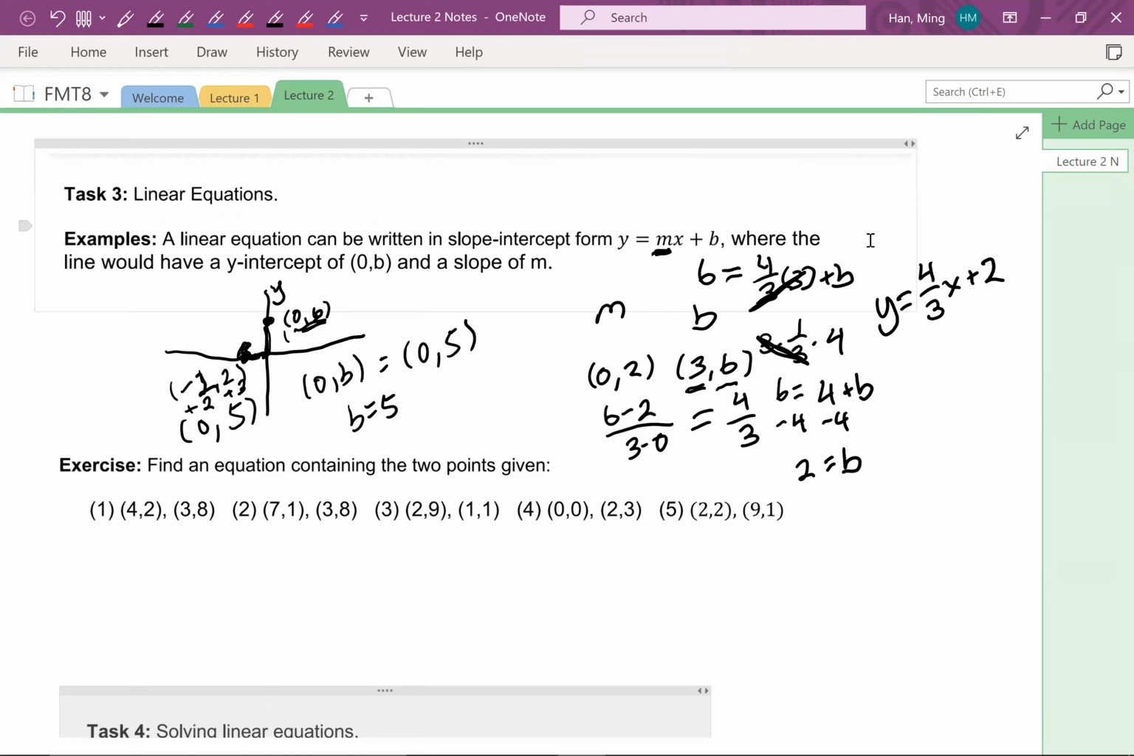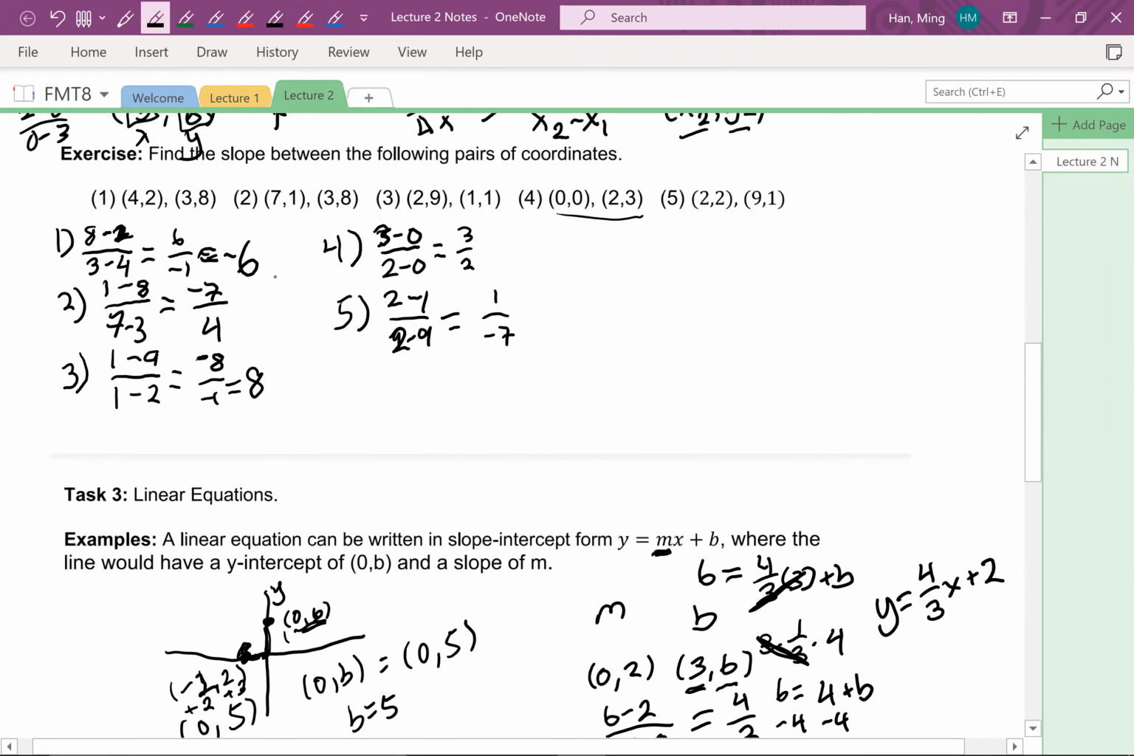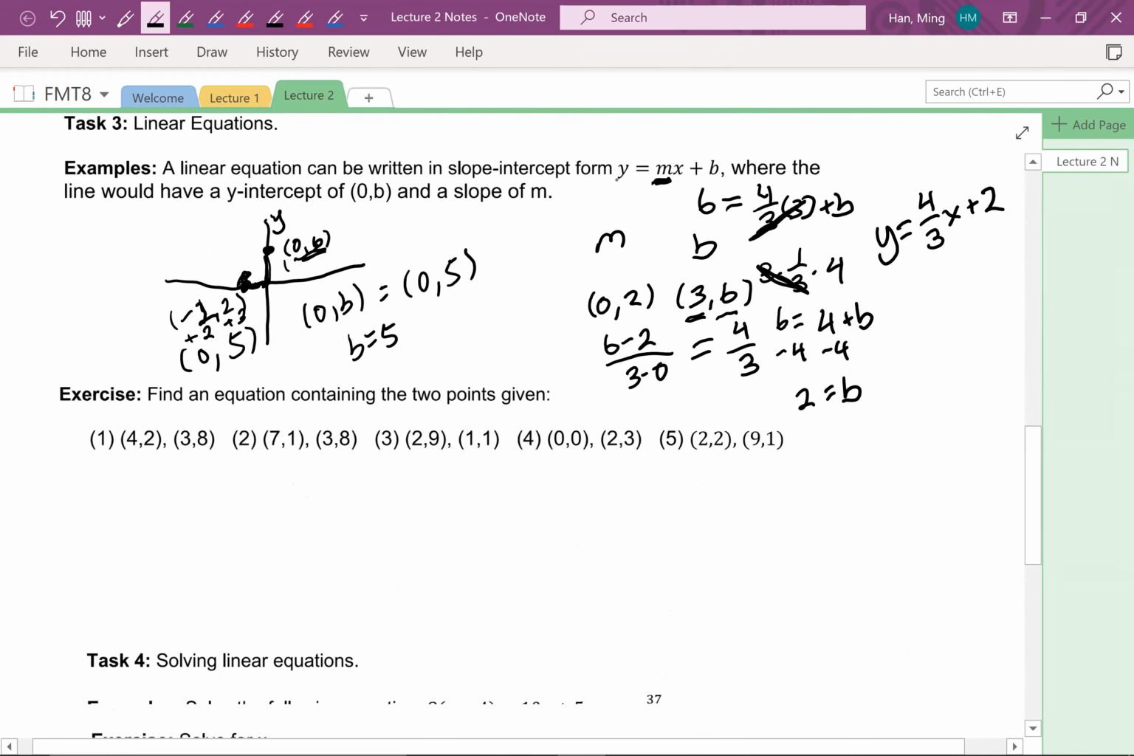so if you can see the question here, I gave the same points, so you don't have to look for the slope again since we already found the slope for each of the points. But what we're looking for is to write an equation in slope-intercept form, which is y equals mx plus b. So write an equation in this form that contains the 2 points. Does that make sense?